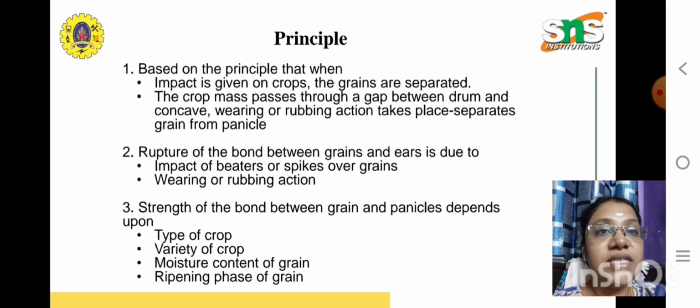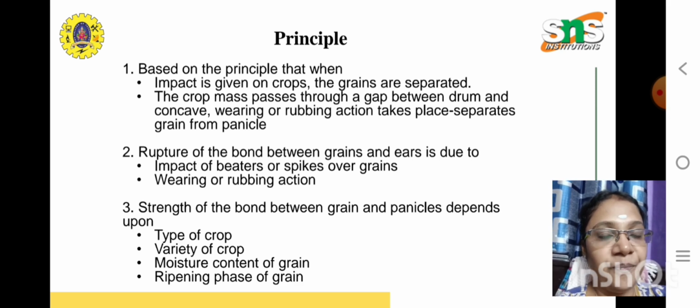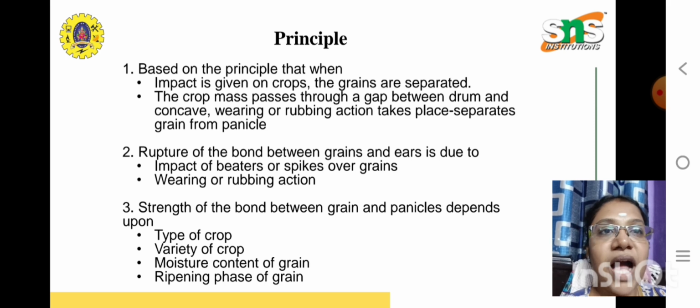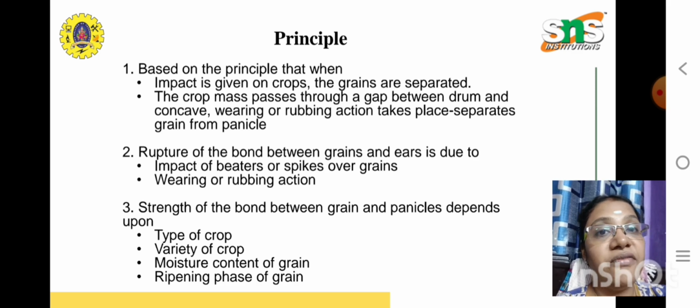So the basic principles of threshing. There are four principles behind the threshing operation. The first one is based on the principle that when impact is given on crops, the grains are separated. The crop mass passes through a gap between a drum and a concave, where a wearing or rubbing action takes place, and it separates the grain from the panicle.